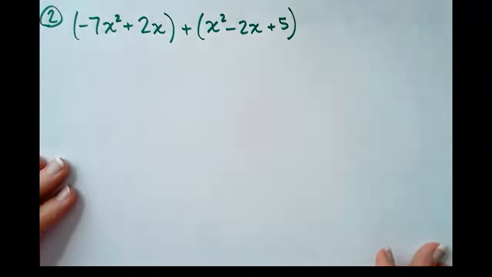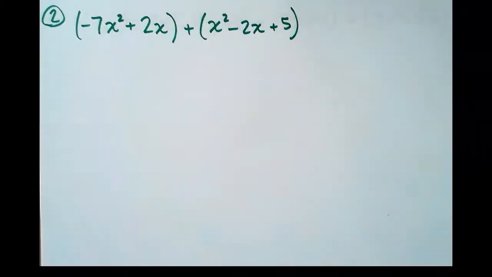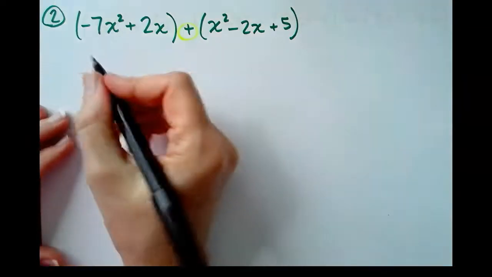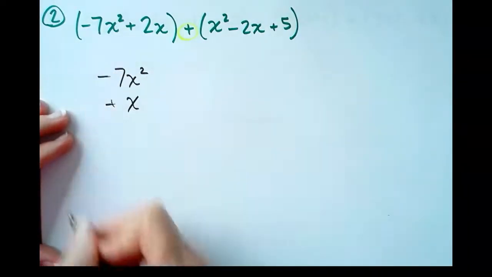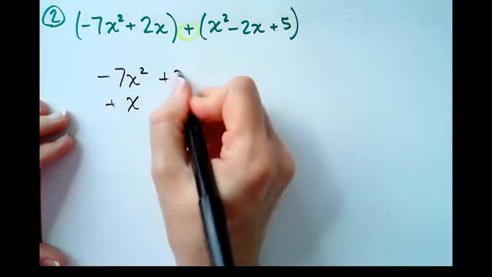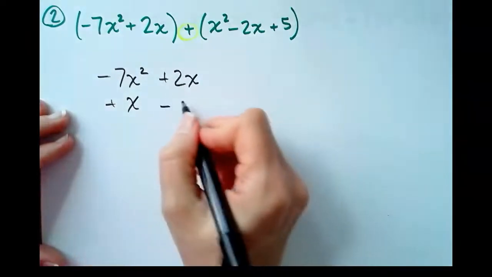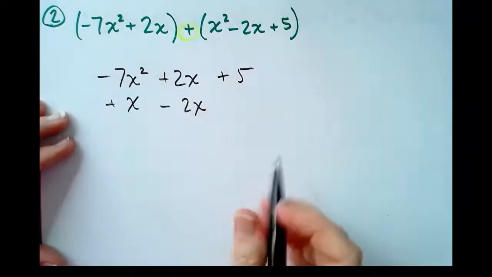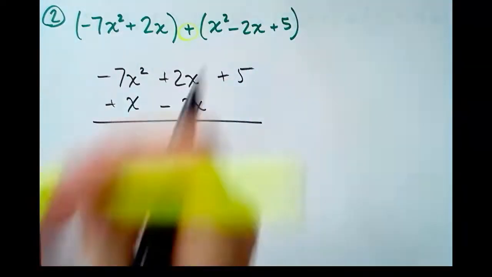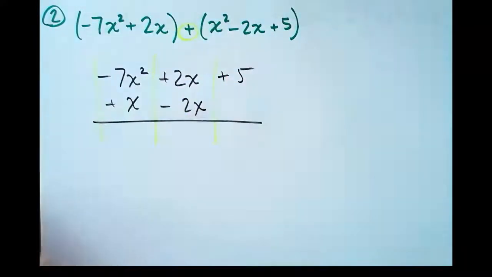Second question, adding once again. This time I'll set it up straight away in a vertical format. Once again, if we are adding, do we need the parentheses? No, we can drop them. So negative 7x squared and a positive 1x squared. A positive 2x and a negative 2x. And then one constant, a positive 5. I've got them lined up in a vertical format.